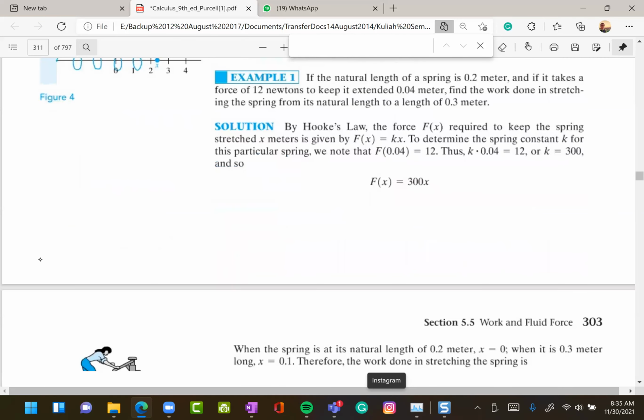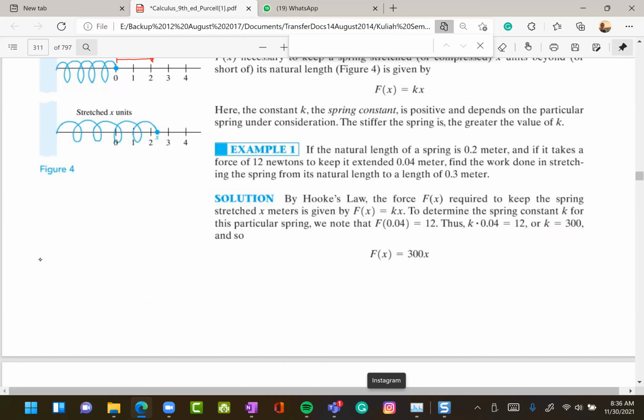First of all, we find out the k. It takes a force of 12 Newtons, so 12 is k times delta x. The delta x is not this 0.2 meters, because that's the length of the spring. It's the extended length that we need. So k is 12 divided by 0.04. That's 300. Okay, so we know the k.